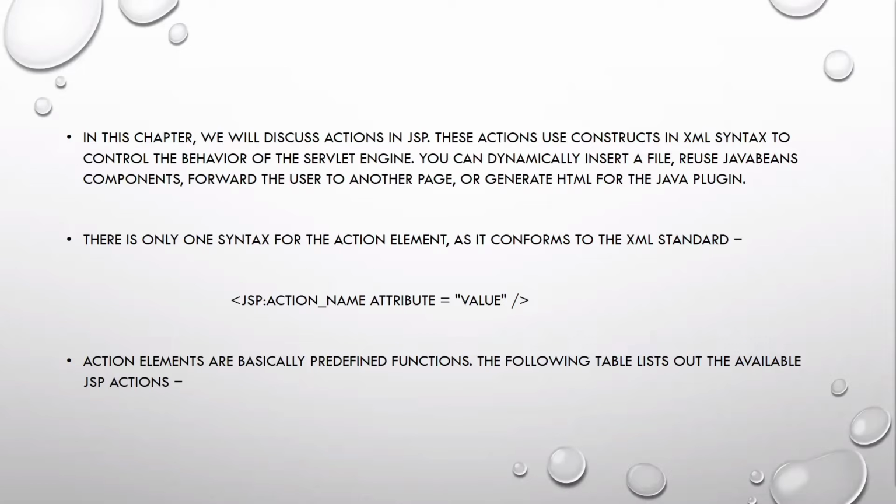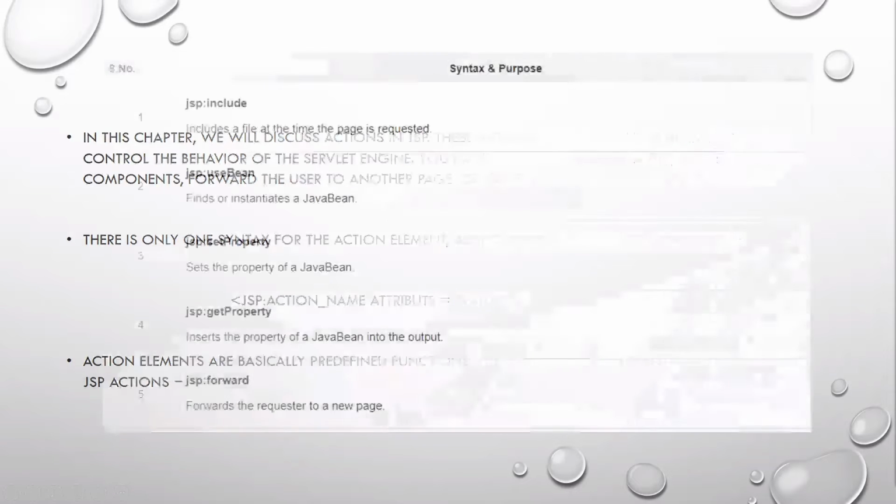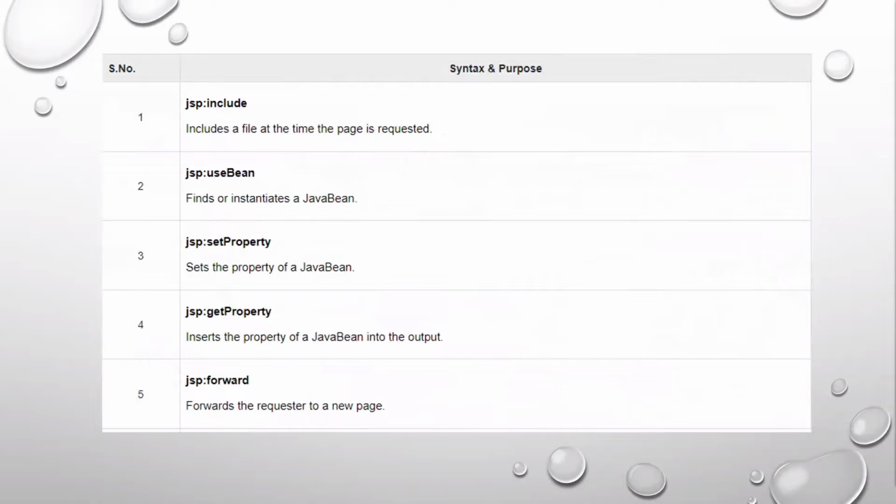Action elements are basically predefined functions. The following table lists out the available JSP actions. So here is the table. You can see the syntax and purpose of it.